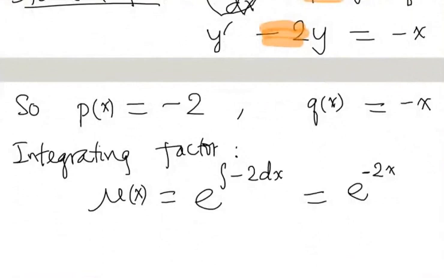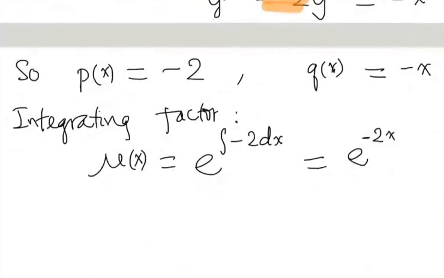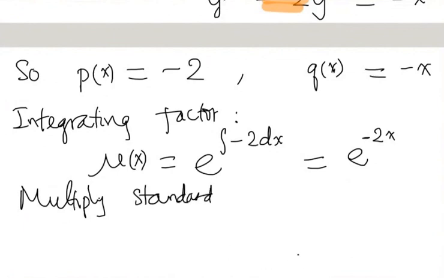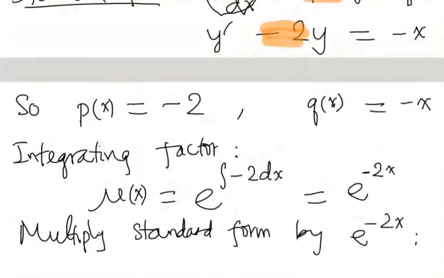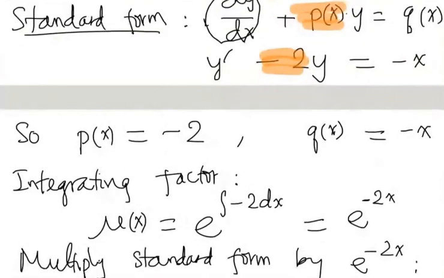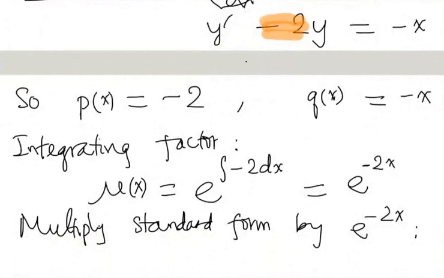Again, we don't need to add constant c at this point. Once we know the integrating factor, we multiply the standard form by e to the minus 2x. When we multiply the standard form by e to the minus 2x, we have to multiply the entire equation, left and also right hand side. So from here, multiply the equation.